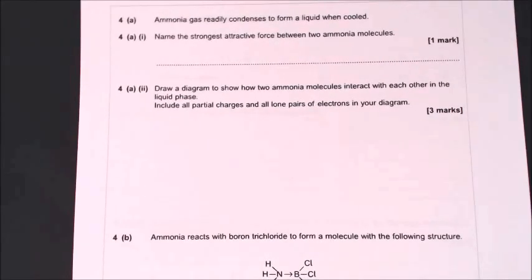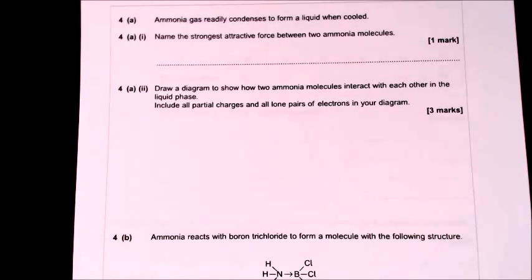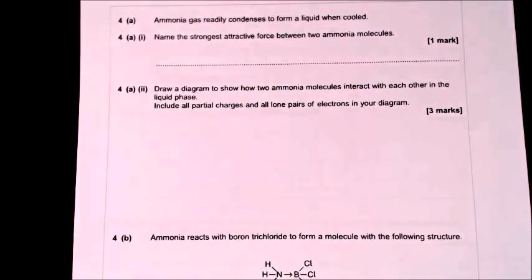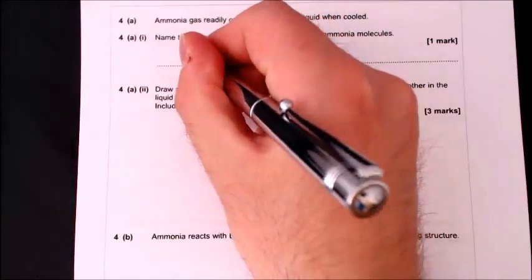Okay, so this is question 4, and question 4 is mainly to do with the topic of bonding. So we'll start with the first question, which is 4a, and it says ammonia gas readily condenses to form a liquid when cooled. Name the strongest attractive force between 2 ammonia molecules. Now, ammonia is NH3, and therefore the strongest attractive force, or intermolecular force in this case, would be hydrogen bonding. So that's what we're going to write there.